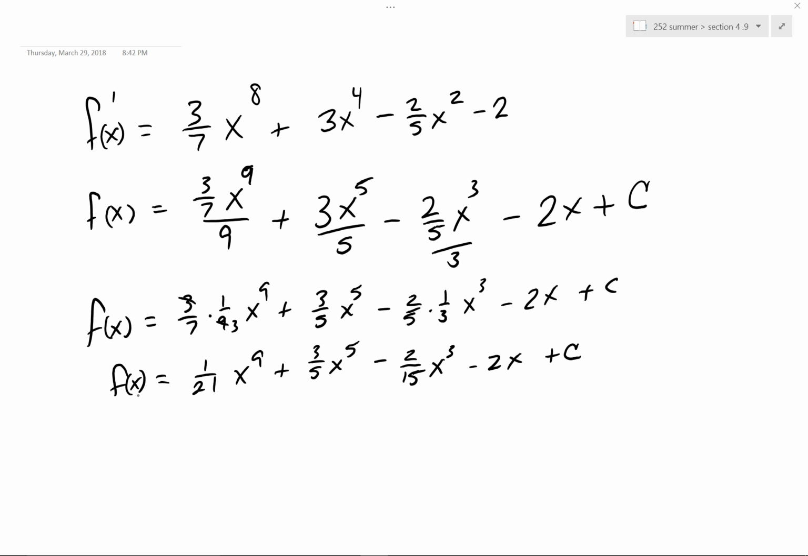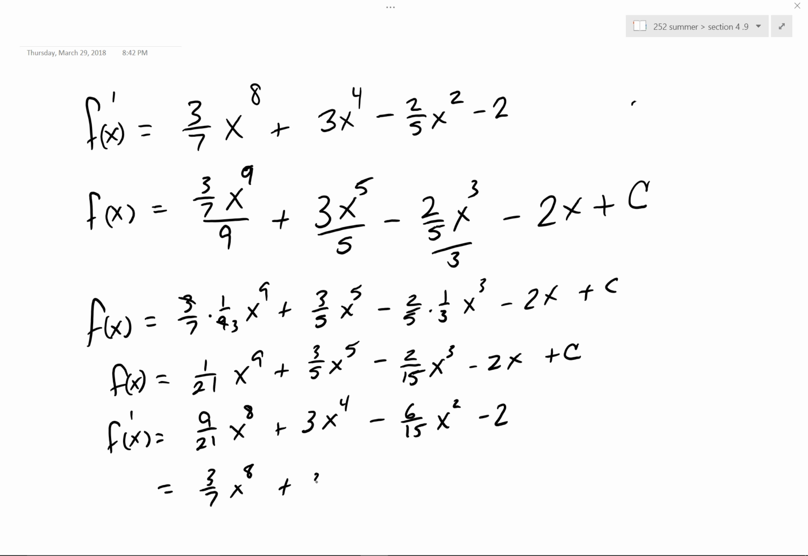There's my equation. Yay! Now, of course, you've done it right if you took the derivative and it went back to where you started from. So let's check that out. Suppose I take f prime of x. Well, that's going to be 9/21 x to the 8th plus 3, well, 3/5 times 5 is 3, x to the fourth, minus 6/15, whatever that is, x to the second, minus 2, and of course the derivative of a constant goes away. Of course this simplifies to 3/7, so that's cool.